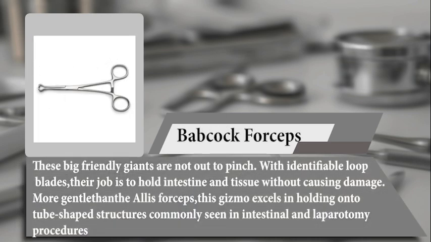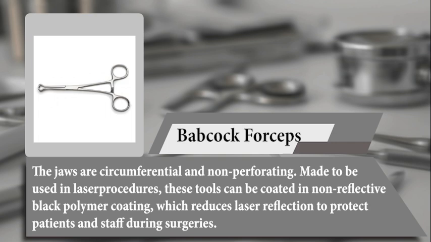These big friendly giants are not out to pinch. With identifiable loop blades, their job is to hold intestine and tissue without causing damage. More gentle than the Allis forceps, this gizmo excels in holding onto tube-shaped structures commonly seen in intestinal and laparotomy procedures. The jaws are circumferential and non-perforating.